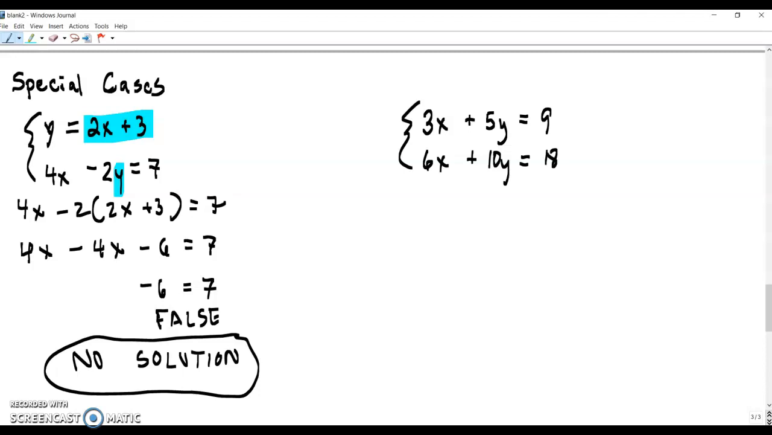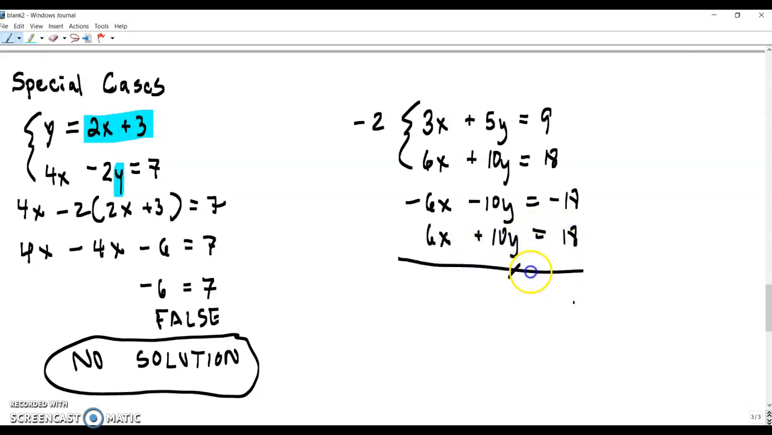Now, as you get a little more experience, you'll see, hey, something's weird. It just looks like the second equation is a multiple of the first. Let's see what happens. I multiply the top by negative 2. I get negative 6x minus 10y equals negative 18. Second equation, 6x plus 10y equals positive 18. The x's are eliminated. So are the y's. So is the constant. I get 0 equals 0, which is true. 0 does, in fact, equal 0. So this would be infinitely many solutions.